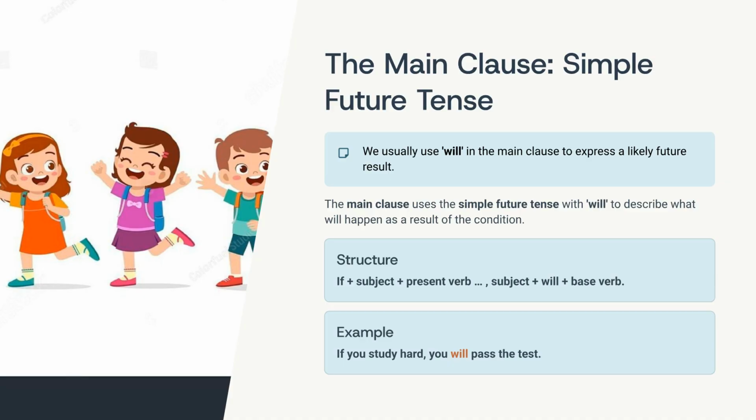Next, let's look at the main clause using the simple future tense. We usually use will in the main clause to express a likely future result. The main clause uses the simple future tense with will to describe what will happen as a result of the condition. Our sentence structure is if plus subject plus present verb, followed by subject plus will plus base verb. For example, if you study hard, you will pass the test.